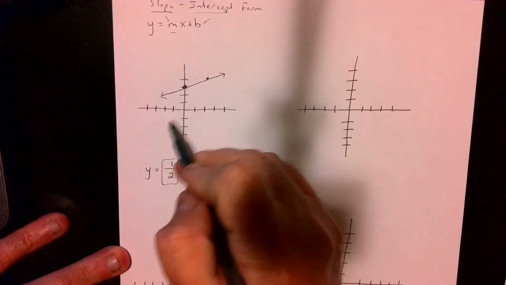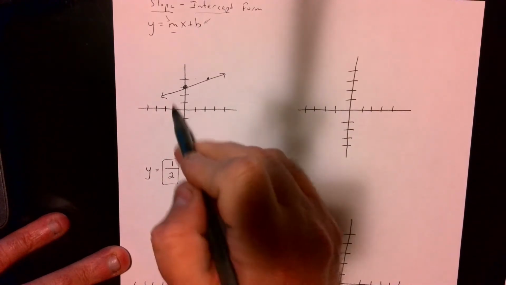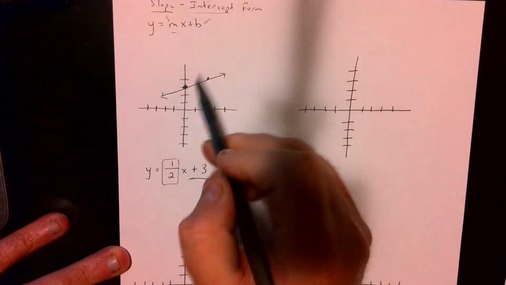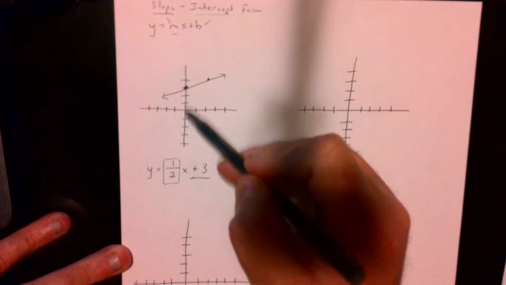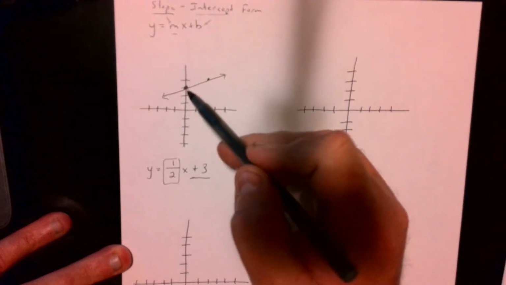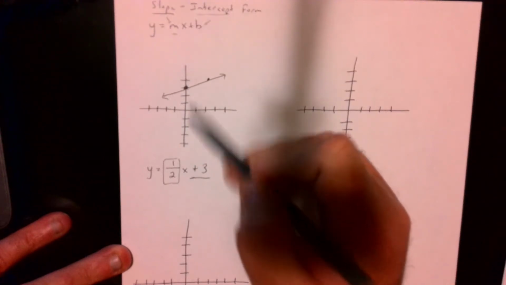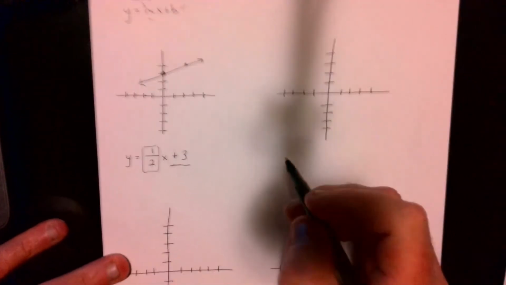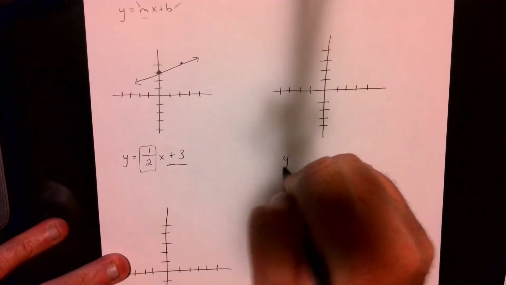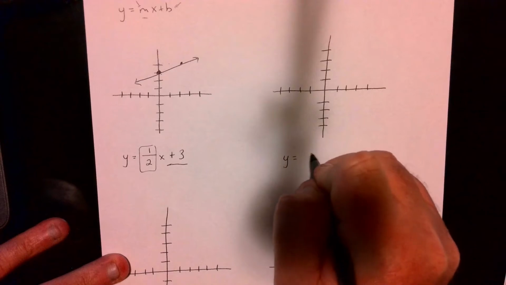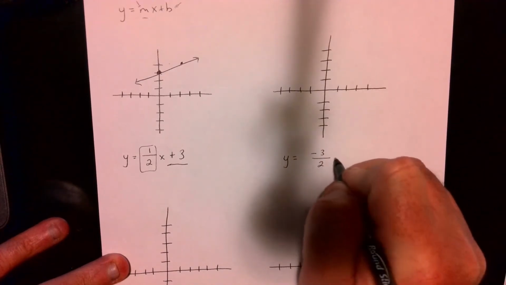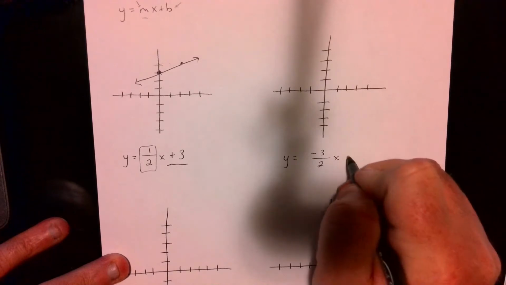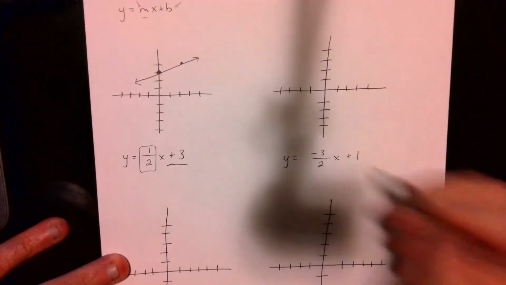Like I said in the previous lesson, they always went through the origin. But now, when we add this b, it just shifts our line up or down, and we have a new beginning point. Okay, let's look at a few others. So if I give you the equation y equals negative 3 over 2 x plus 1.